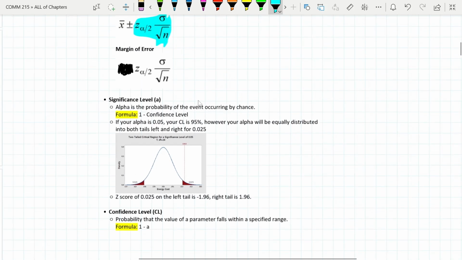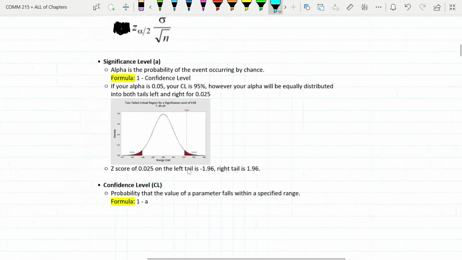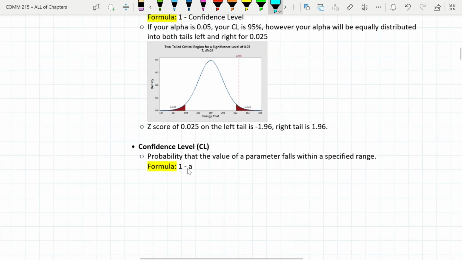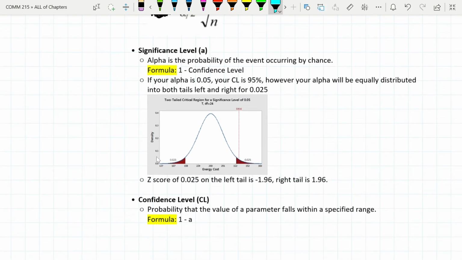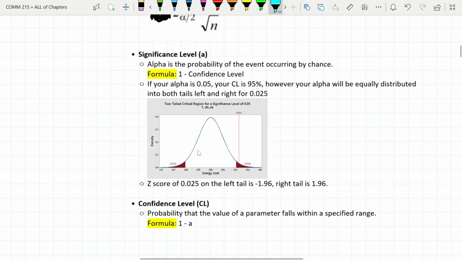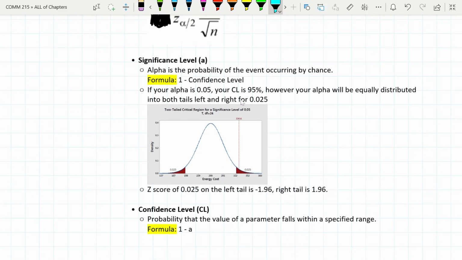So looking now, the significance level of alpha. Alpha is the probability of the event occurring by chance. So in our example above, and here I'll use this example, it's the probability of the red. And so our formula is 1 minus the confidence level. So if your alpha is 0.05, your confidence level is 95%. However, your alpha will be equally distributed into both tails left and right for 0.025.